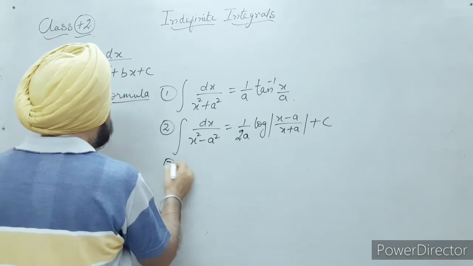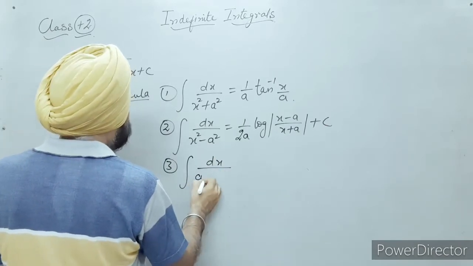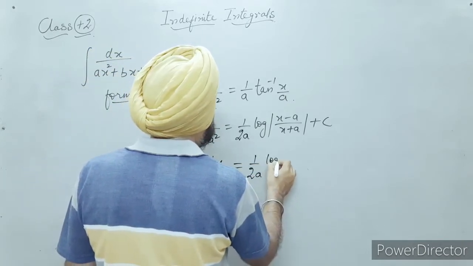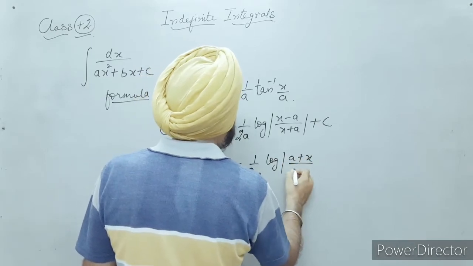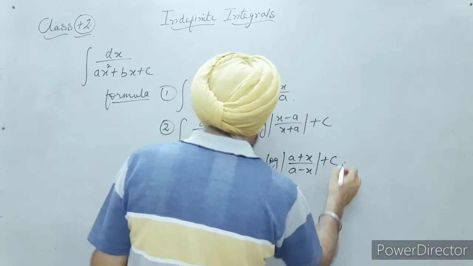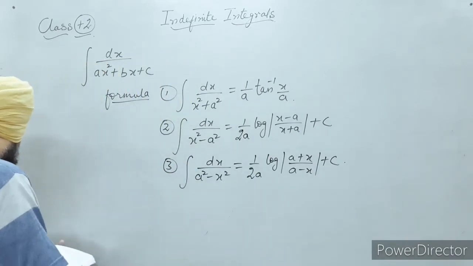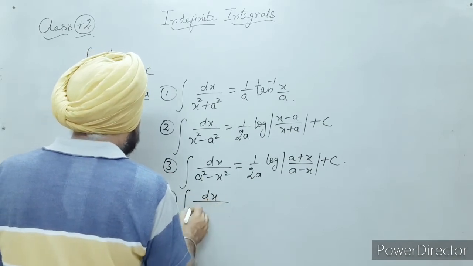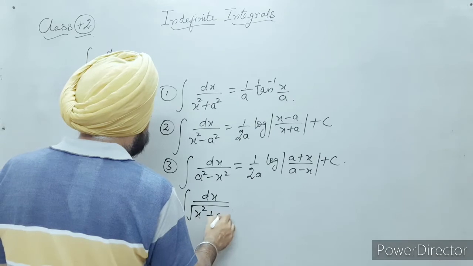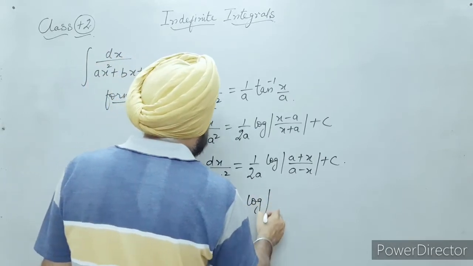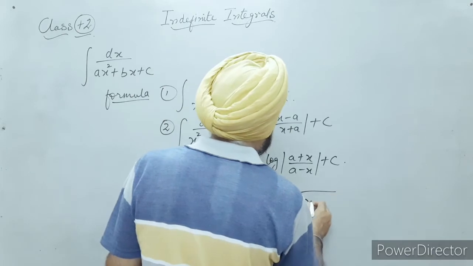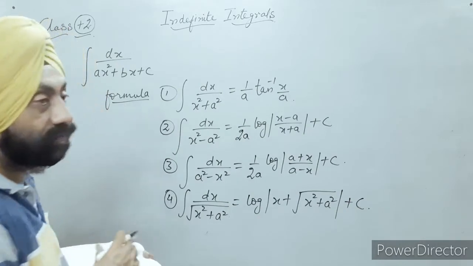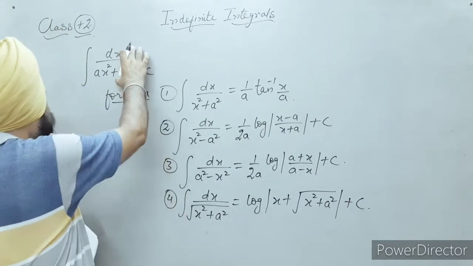Third is the integral of dx upon a square minus x square. This is equal to 1 over 2a log of a plus x upon a minus x plus c. This is the third formula. Now the fourth formula is this. Integral dx upon under root x square plus a square is equal to log of x plus under root of x square plus a square plus c. This is the fourth formula which we will use in these kinds of integrals.